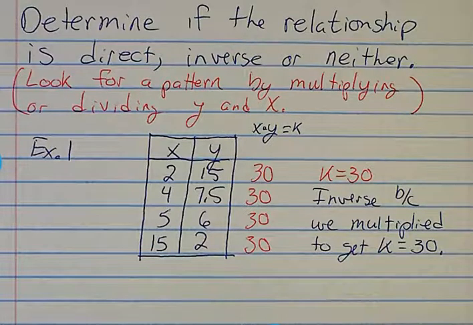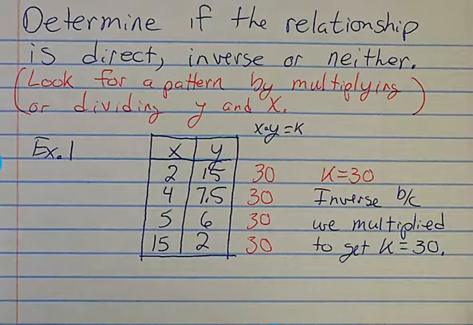And the good thing is that as you go through the notes and do enough of these, you start to pick up on the patterns. You don't have to flip back and look at your notes every time. But if you're multiplying the numbers together to get 30, then you're good to go. That will get you an inverse equation.